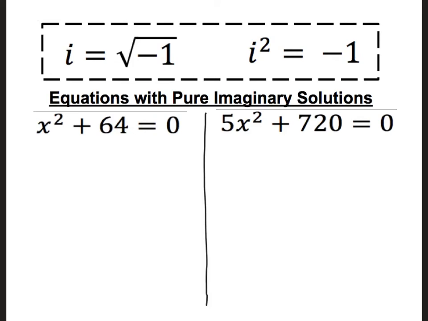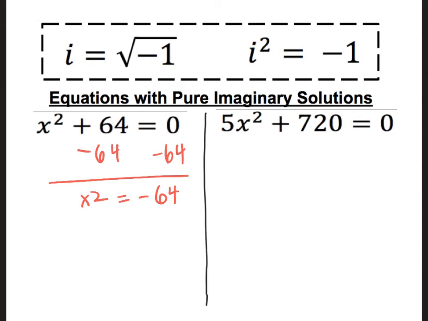All right, for this video, we are solving equations with pure imaginary solutions. My first one is x squared plus 64 equals 0. We're going to start by getting x squared by itself, so I'm going to subtract 64 from both sides. When I do that, I get x squared equals negative 64.